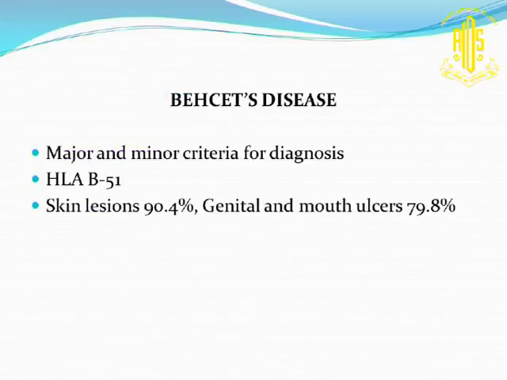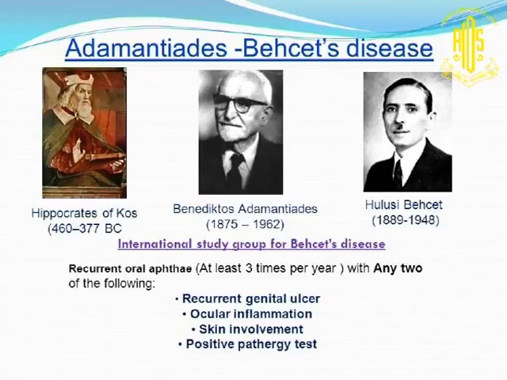Major and minor criteria for the diagnosis of Behcet's disease: HLA-B51 may be positive, skin lesions are seen in 90%, and genital and mouth ulcers in 79.8%. This has been described as early as the 18th century, and even before that there are descriptions. The study group criteria are at least recurrent oral aphthous ulcers, genital ulcer, ocular inflammation, skin involvement, and a positive pathergy test.